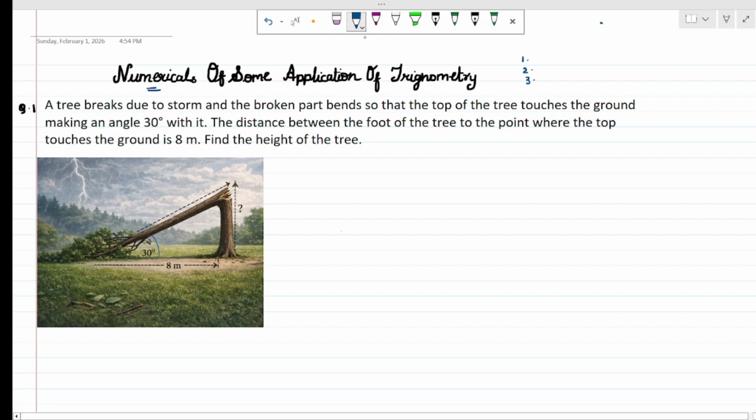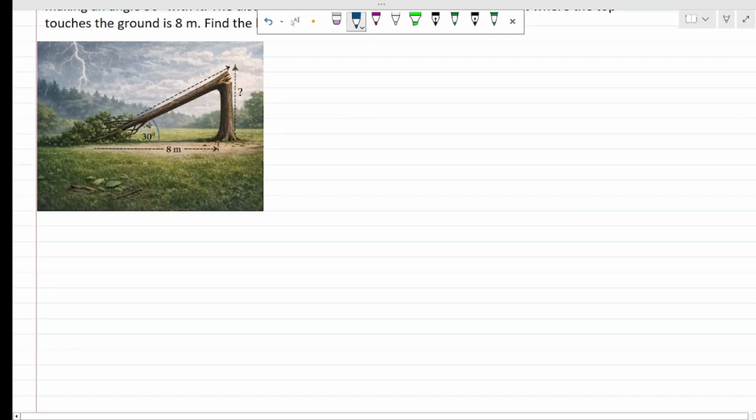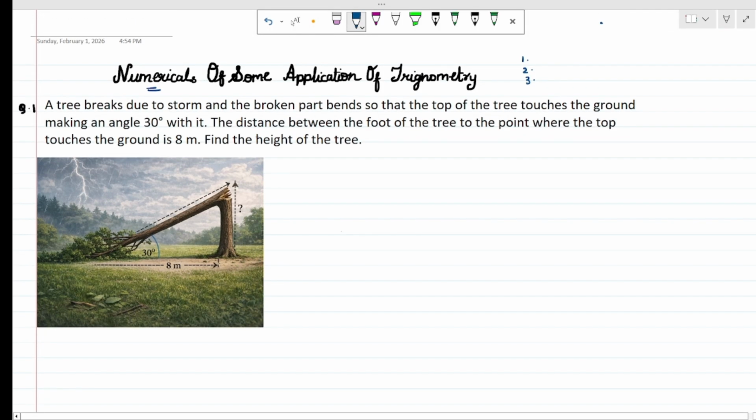In the last video, we already learned about some of the trigonometric ratio in which it was sine theta, cos theta and tan theta. And today we are going to watch some examples, how to solve these examples using that trigonometric ratio. Okay. So without any further ado, let's start with the first question, which says a tree breaks due to the storm and the broken parts bend so that the top of the tree touches the ground, making an angle 30 with it.